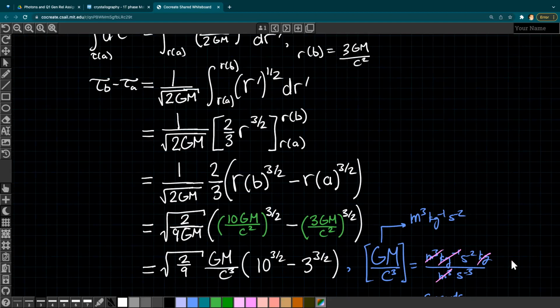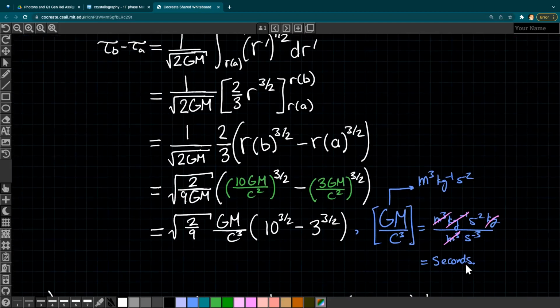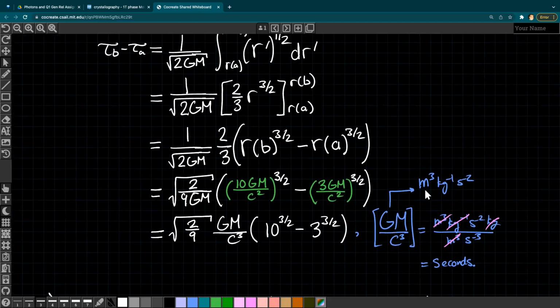And just to make sure the units are all making sense here, because I'm getting a time, I should have something in units of seconds. The units of G are meters cubed per kilogram per second squared. Units of M, that's kilograms. So the kilogram inverse cancels out with kilograms. At the bottom, we have speed of light cubed, that's meters cubed per second cubed, so meters cubed second to the minus 3. And everything cancels out except you have s to the minus 2 over s to the minus 3. That ends up being just seconds in the end.